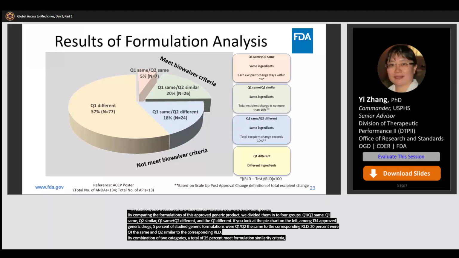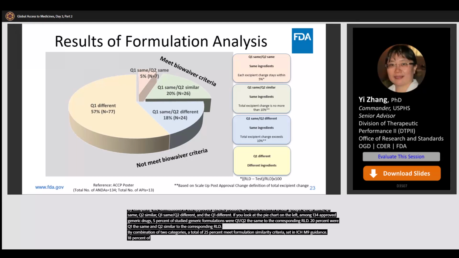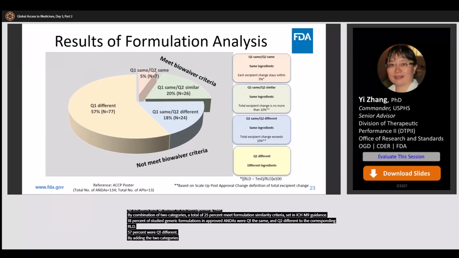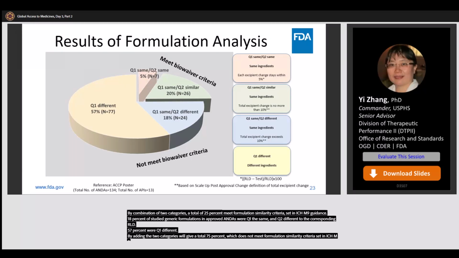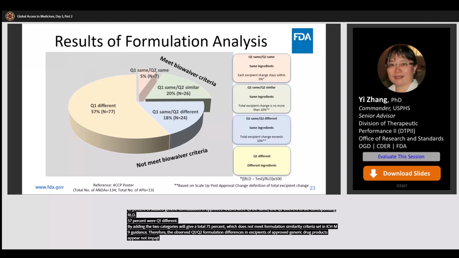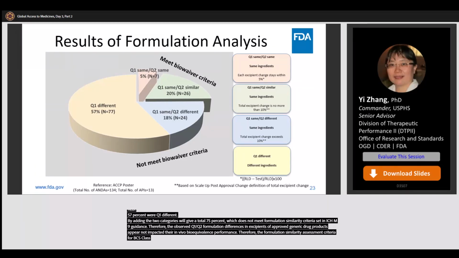18% of studied generic formulations in approved ANDAs were Q1 the same and Q2 different to the corresponding RLD. 57% were Q1 different. By adding the two categories, this gives a total of 75%, which does not meet formulation similarity criteria set in ICH M9 guidance. Therefore, the observed Q1, Q2 formulation differences in excipients of approved generic drug products appear not to impact their in vivo bioequivalence performance. Therefore, the formulation similarity assessment criteria for BCS Class 3 based biowaiver may be warranted for further exploration.